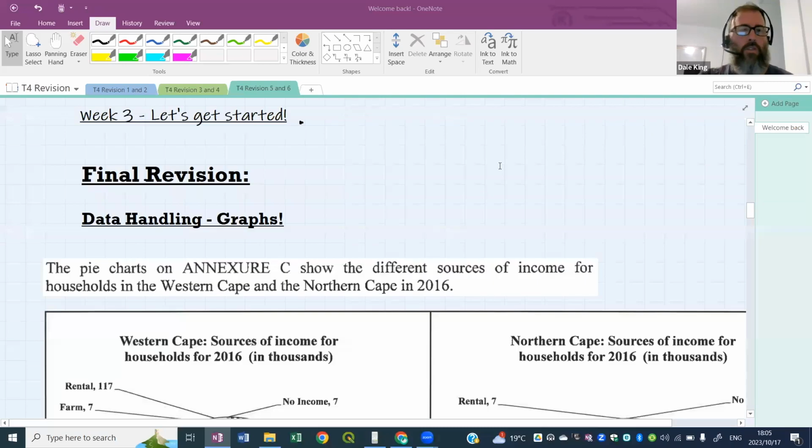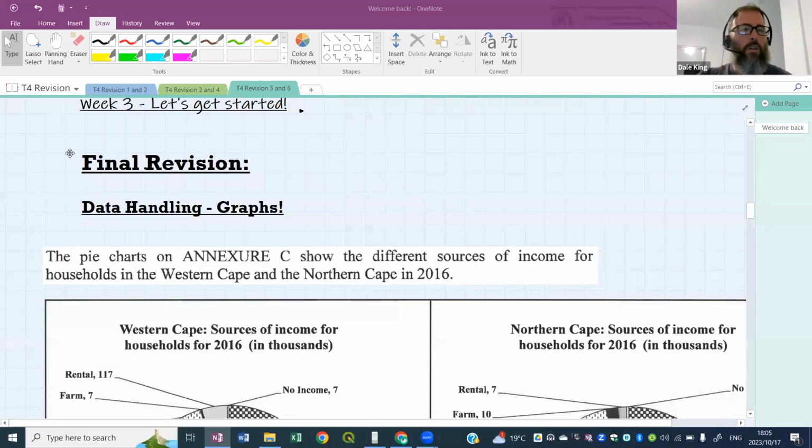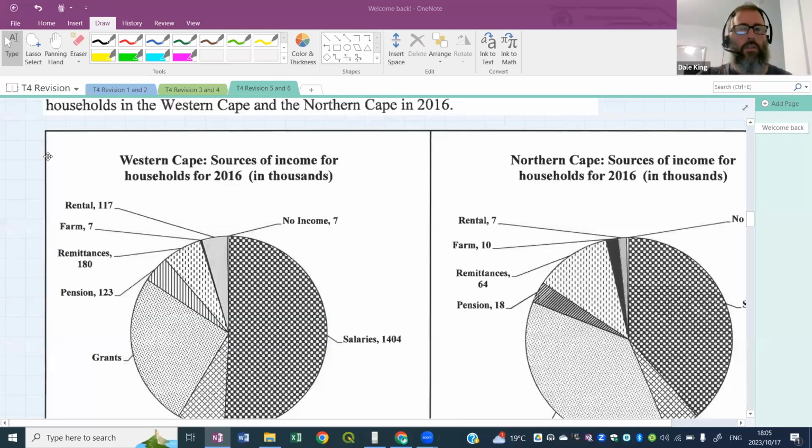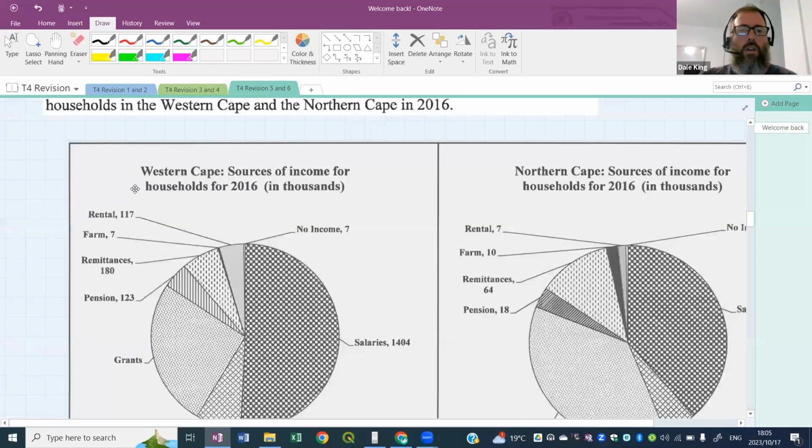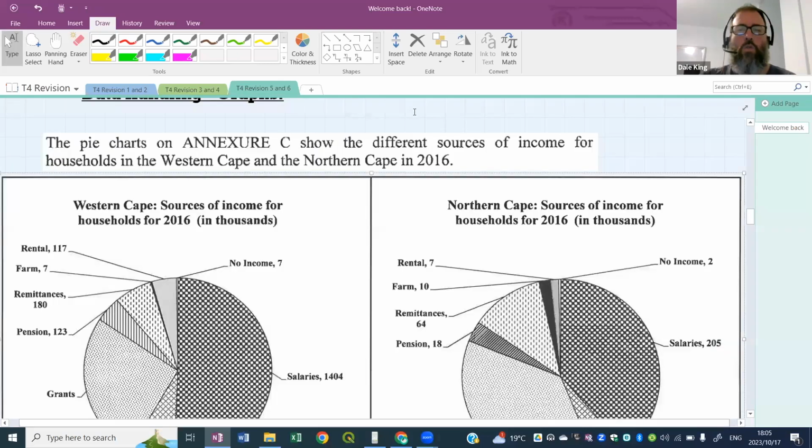So here is our first scenario. I need to make this smaller. Okay, there we go. I hope you can see it now. So the context is these are two pie charts that show different sources of income for households. Okay. And we've got Western Cape on the left and we've got Northern Cape on the right.